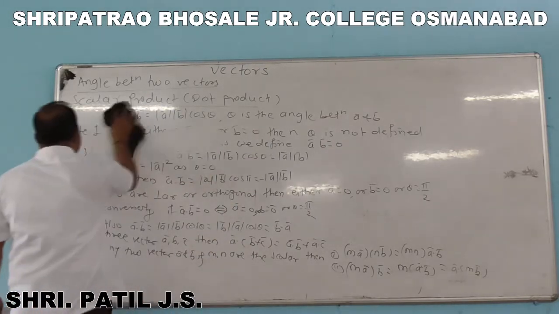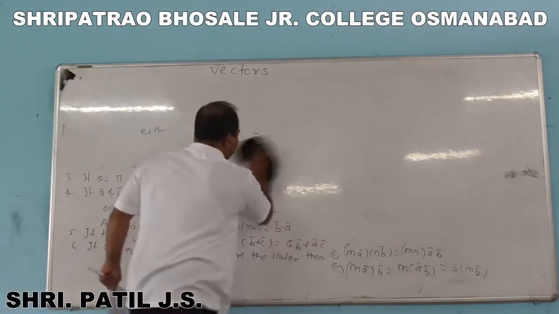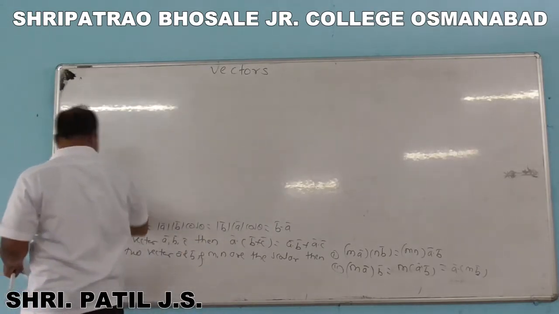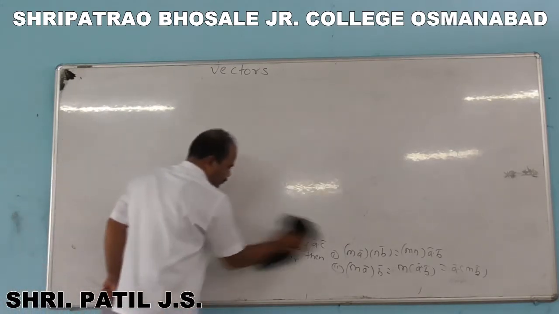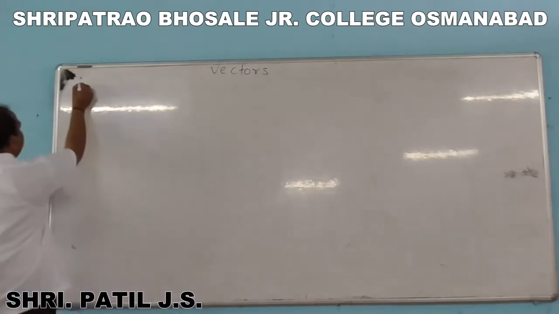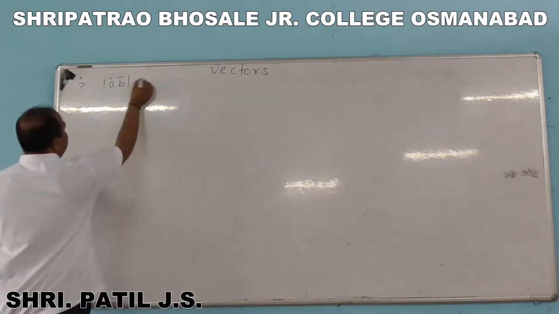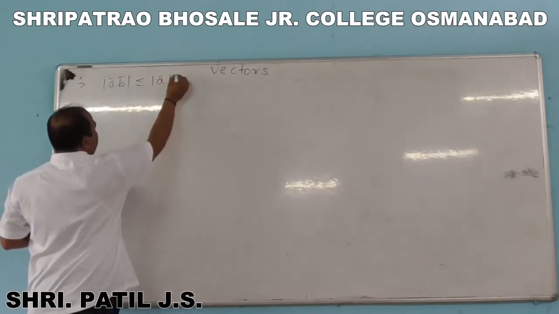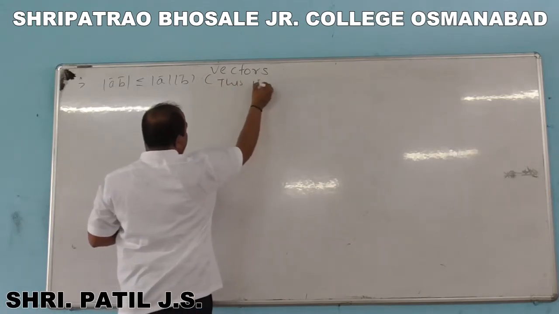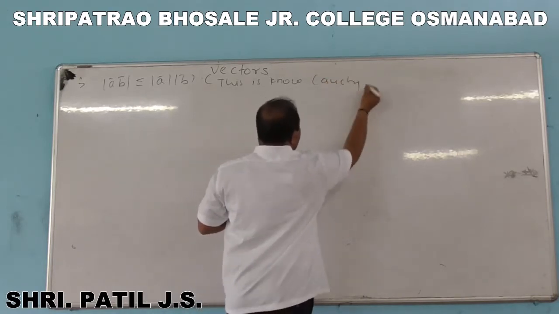And note number 7 is, mod of A bar dot B bar is less than or equal to mod of A bar into mod of B bar. This property is known as the Cauchy-Schwarz inequality.